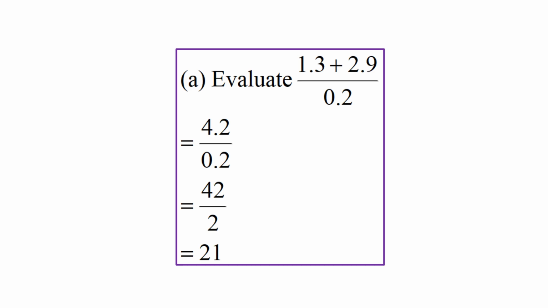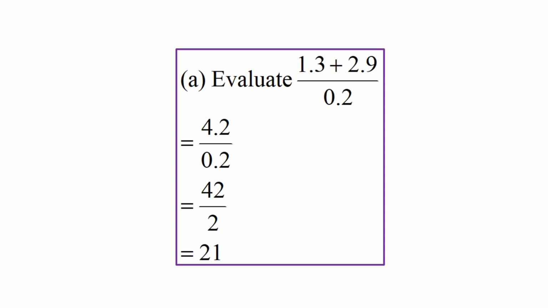Question 2. In part A, we need to evaluate the expression (1.3 + 2.9) / 0.2. Let's start by adding the numbers in the numerator. First, we add 1.3 and 2.9. When we do this, we find that 1.3 plus 2.9 equals 4.2. Now our expression looks like this: 4.2 divided by 0.2.